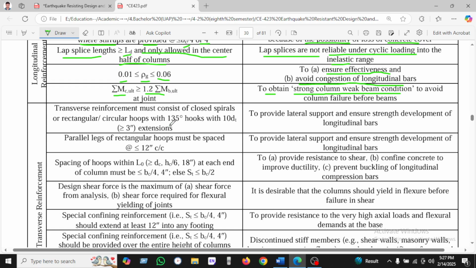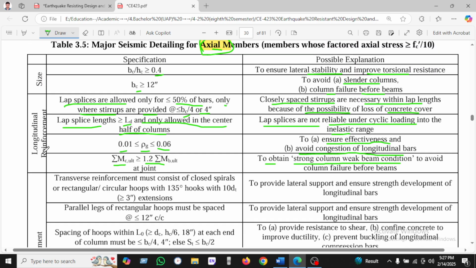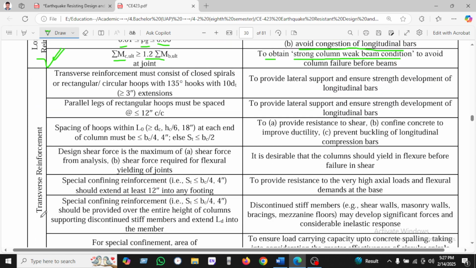Okay, that was the longitudinal reinforcement condition. Now we'll see the transverse reinforcement. Transverse reinforcement must consist of closed spiral or rectangular circular hoops with 135 degree hooks with 10 dt extension, which is greater than 10 inches extension.